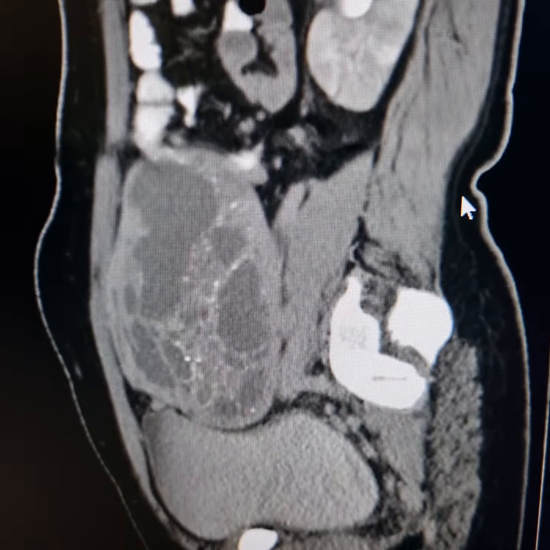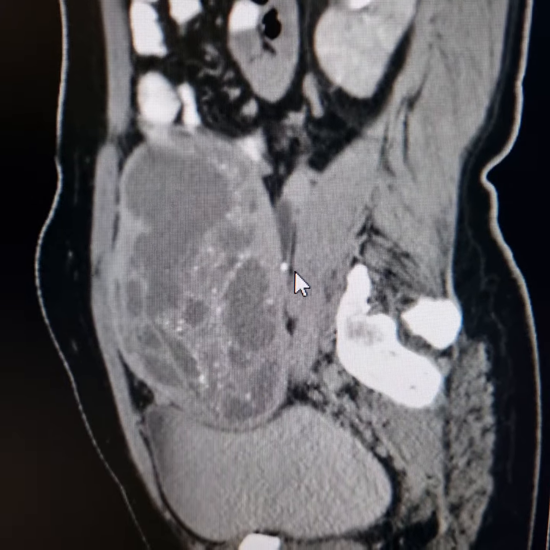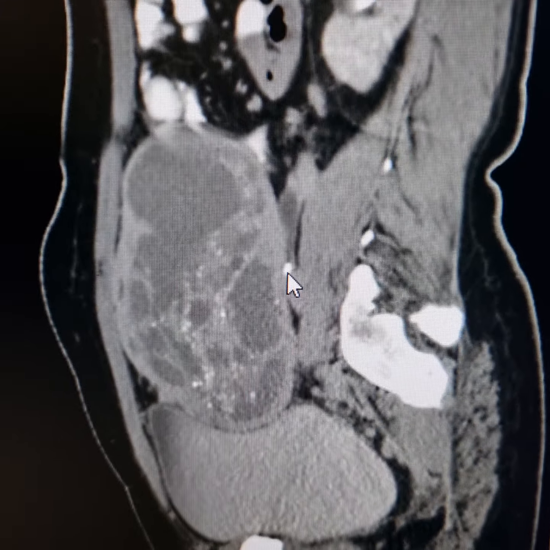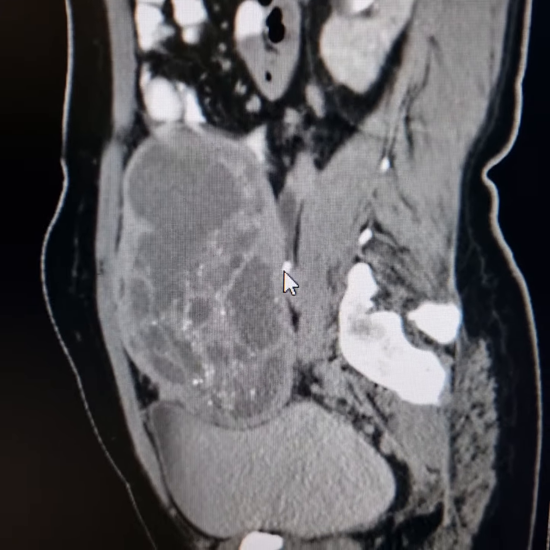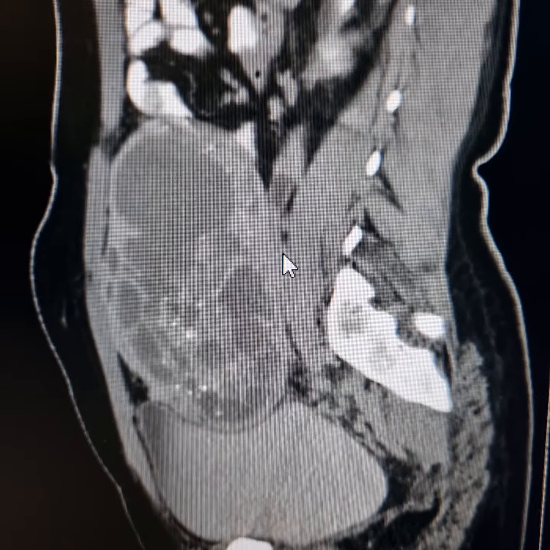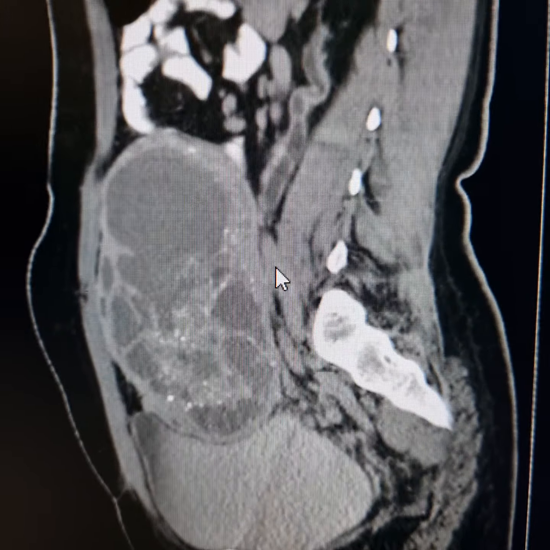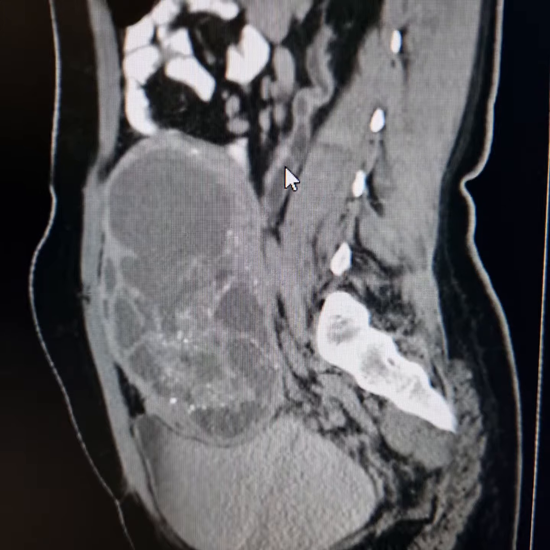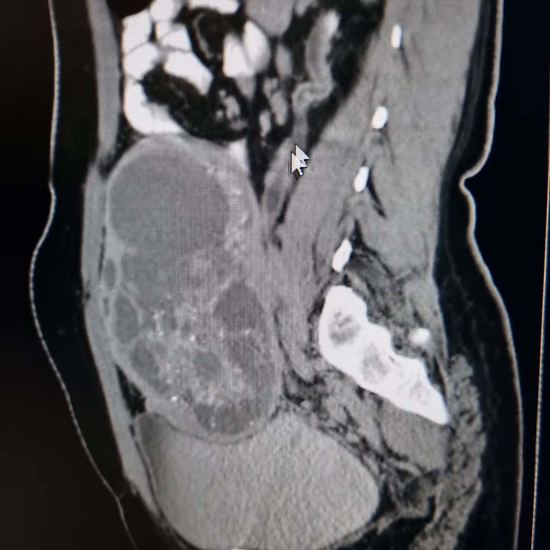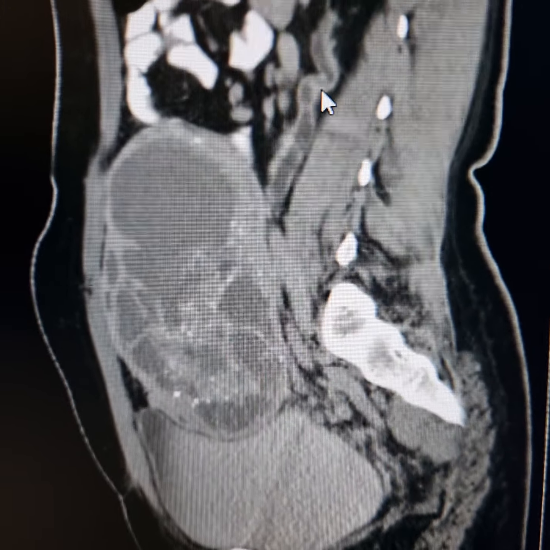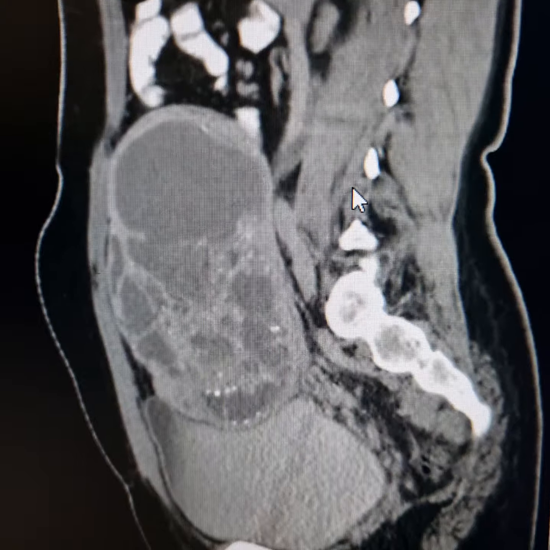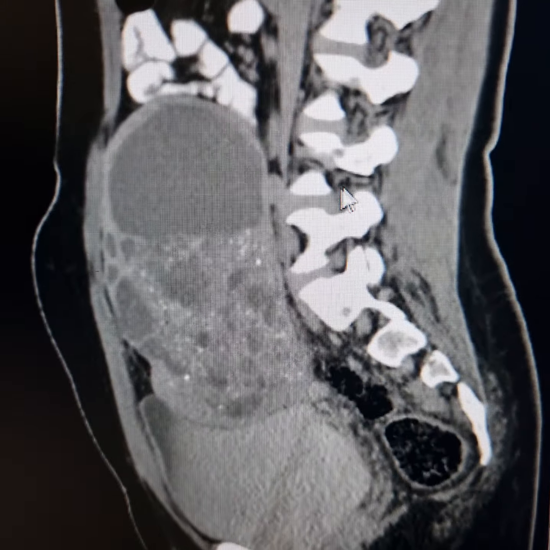This is the sagittal scan. Now this is the calculus here, this one. This has obstructed the right ureter. So one must look carefully. Now this is the dilated right ureter with thick enhancing walls, suggestive of ureteritis.